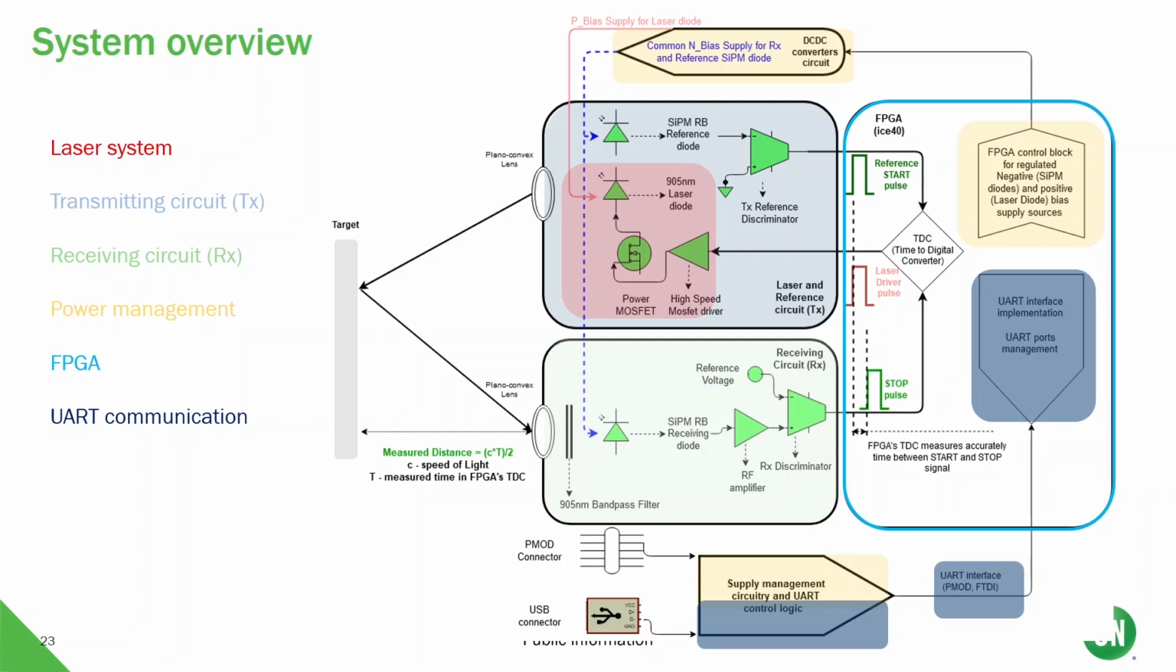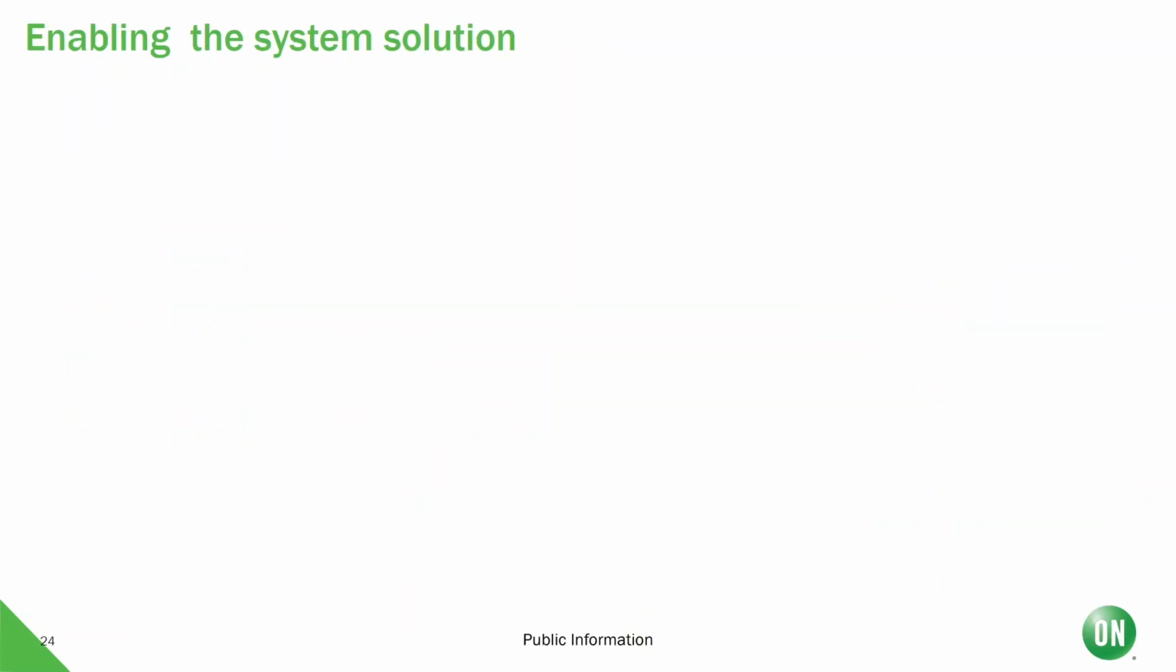At the core of the application, the FPGA, which handles the direct time to digital conversion of the pulses, the control for all the power management systems, as well as the communications via the serial UART interface used for the GUI. One question that you are probably asking yourself at this point is, what are all the actual components under these blocks enabling the application?